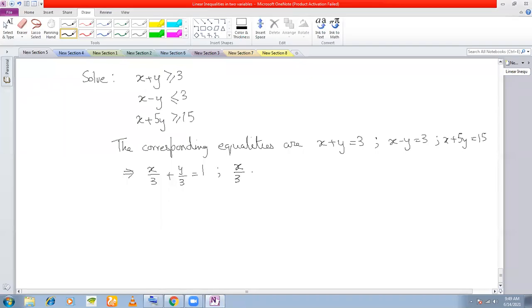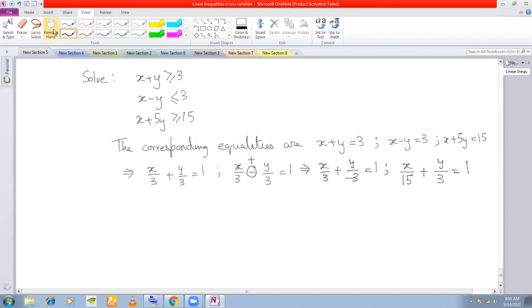So x by 3 minus y by 3 equal to 1. And for the third equation, before this, let me just write this, because we need to keep this sign as a plus sign, we'll write this as x by 3 plus y by minus 3 is equal to 1. And for the third equation, we divide both sides by 15 to get x by 15 plus y by 3 is equal to 1.